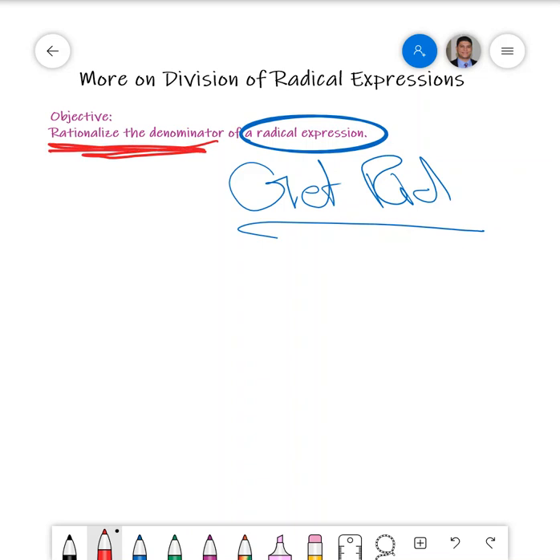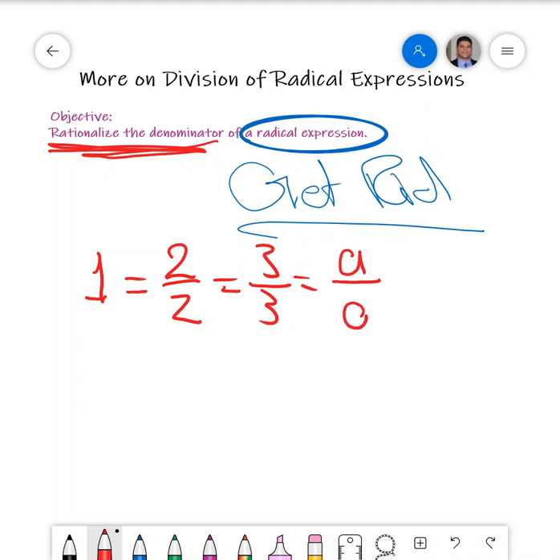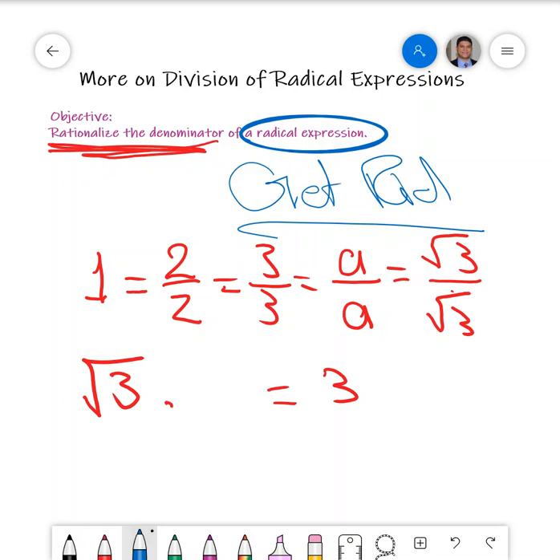We carry this out by multiplying by 1. As we know, 1 means 2 out of 2, 3 out of 3, any number divided by itself. Radical 3 divided by radical 3 and so on. So how can I get rid of the radical if I have radical 3 here? How can I make it 3? To make it 3 we need to multiply by radical 3. Why? Because radical 3 times radical 3 is radical 9, and radical 9 is 3.